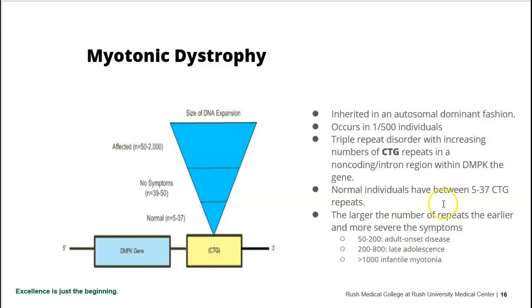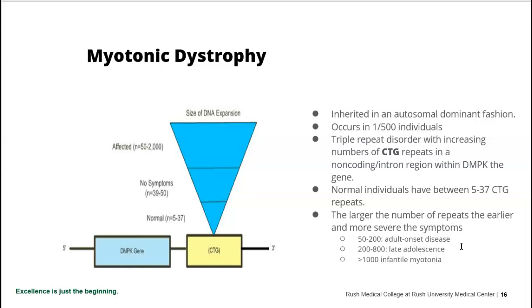The more the number of repeats on the gene, the more severe the phenotype is. So normally it's less than 50 repeats and the gene gets transcribed and everything's great. But if it's between 50 and 200, there can be a late onset. It usually presents with cataracts and mild muscle weakness, often in the 50s or 60s. Then 200 to 800, late adolescence, the kids that I showed you, and then greater than 1,000 is a baby born with low muscle tone right at birth.